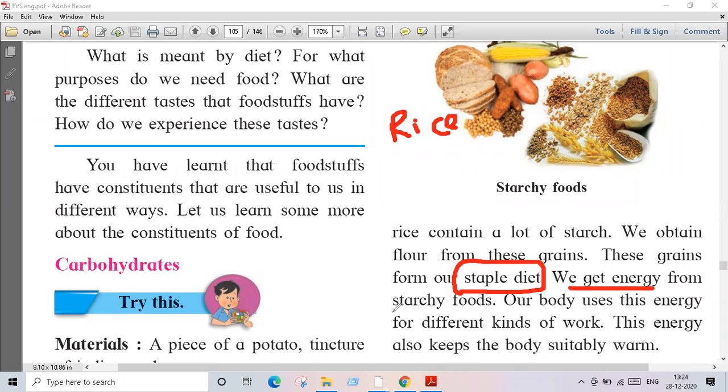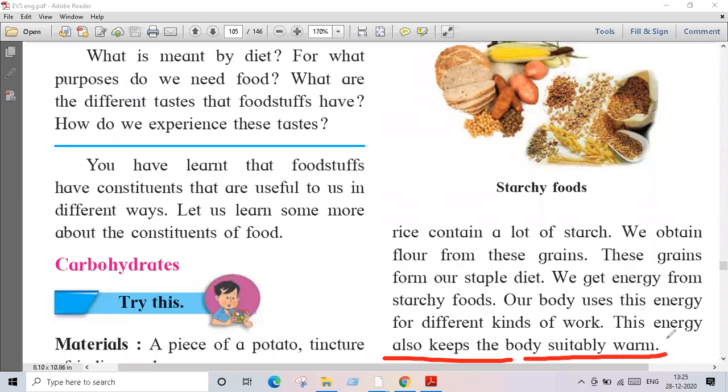We get energy from starchy food. आपल्याला काय मिळते? We get energy. Our body uses this energy for different kinds of work. आणि तुम्ही जे काही काम करत असता, जो भी काम करना है, उसके लिए जो एनर्जी चाहिए, this energy is provided from this starchy food. This energy also keeps the body suitably warm.